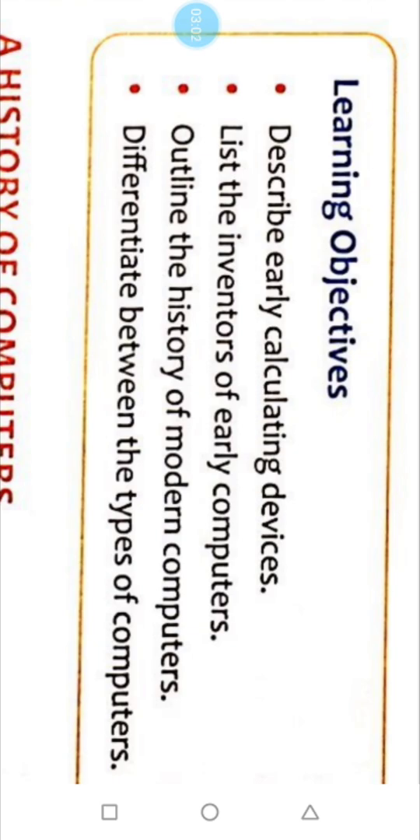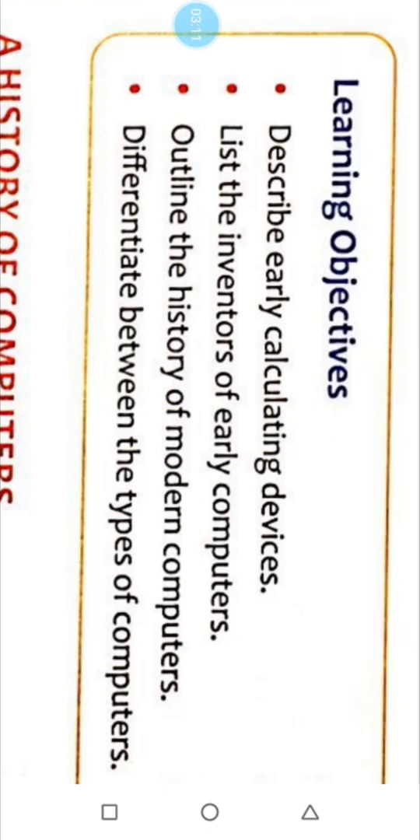Now, after studying about all those computers that were used in the past and about the disadvantages of those computers, we will afterwards study about the history of modern computers and the reasons why we had to keep on moving to such computers. And the last topic that we'll be studying will be the difference between the different types of computers.